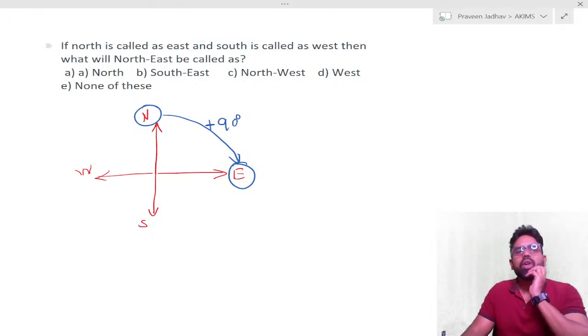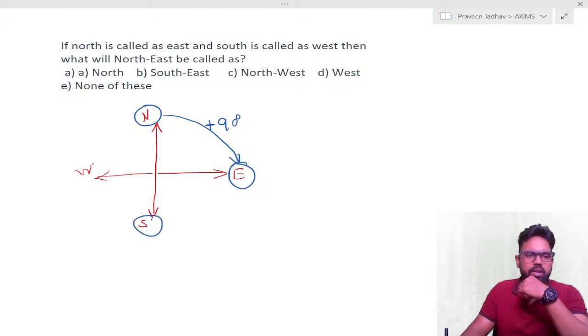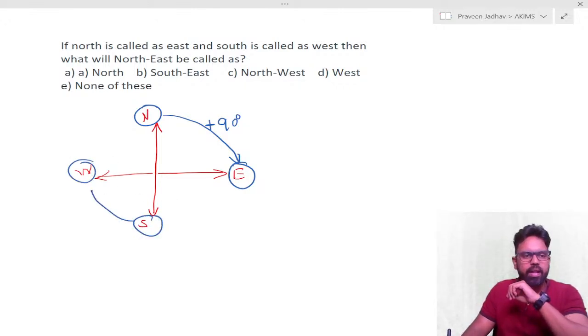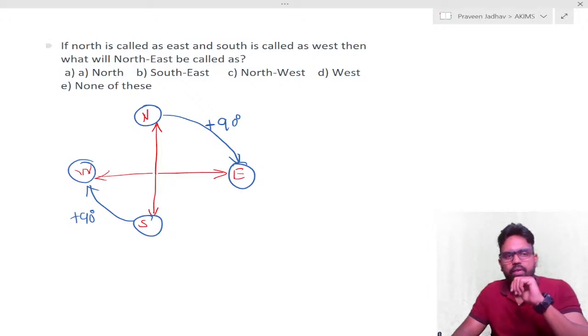Okay. Now, if north is called as east and south is called as west, meaning south is turning to become west. What degree? 90 degree. In what direction? Clockwise. If north is called as east and south is called as west, then what will northeast be called as?